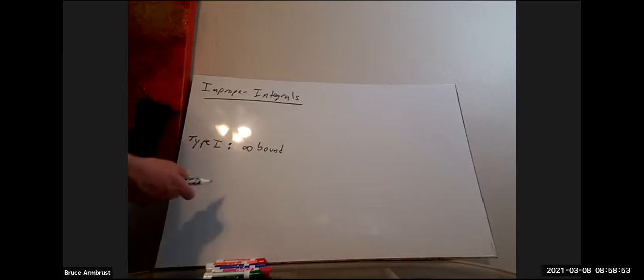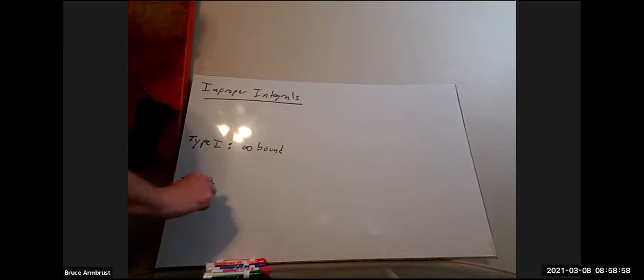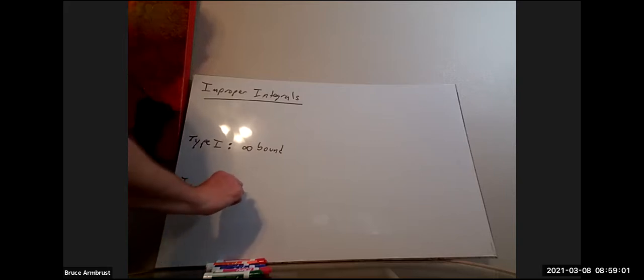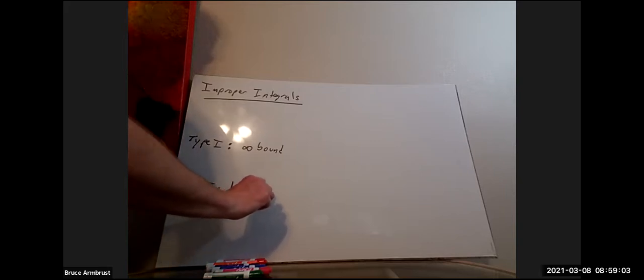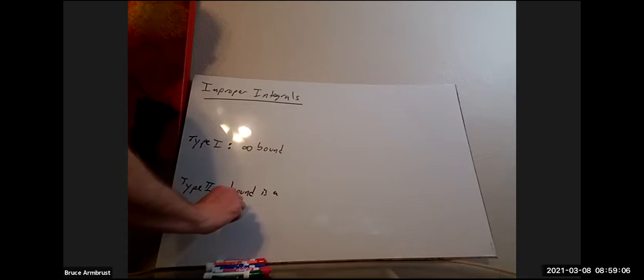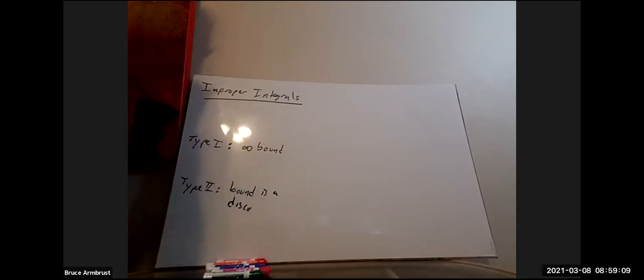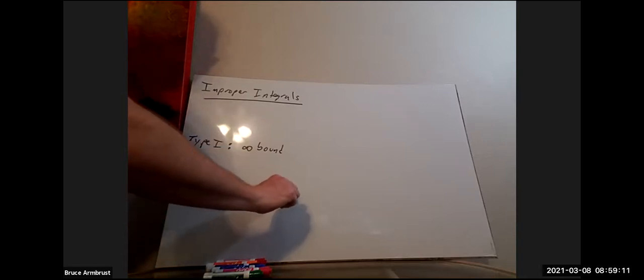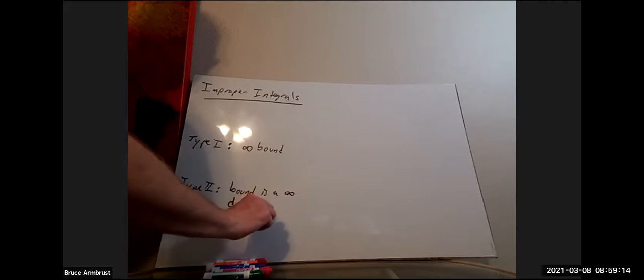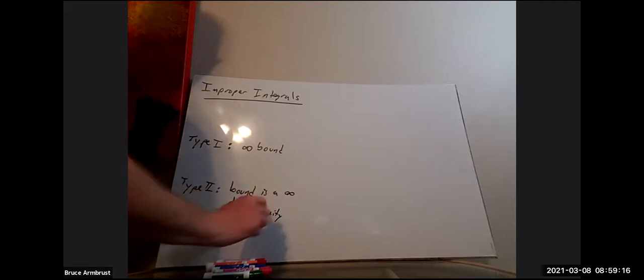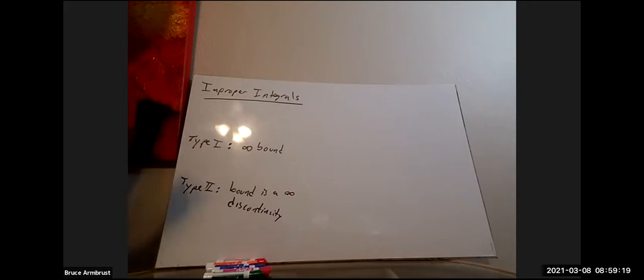So we have infinite bounds, and then the other type are going to be where the bounds are finite. And this is where the bound is an infinite discontinuity, where there's an issue with plugging this bound in to the original function. All right, so like vertical asymptotes. So we'll get to that. You'll see what I mean when I get there.